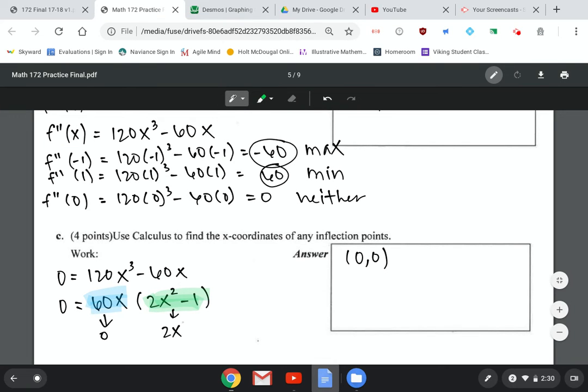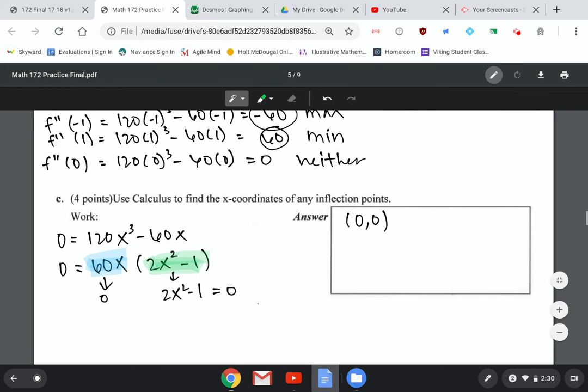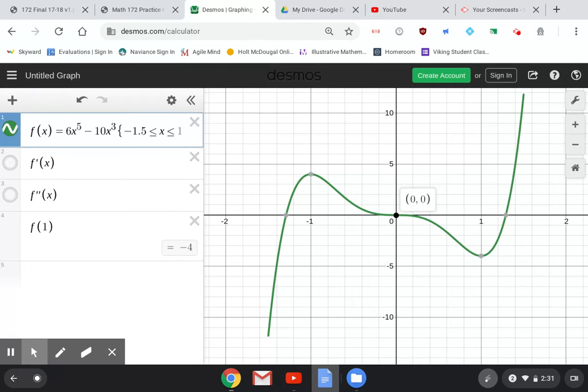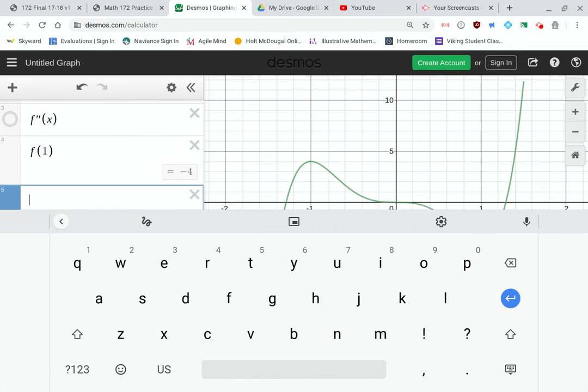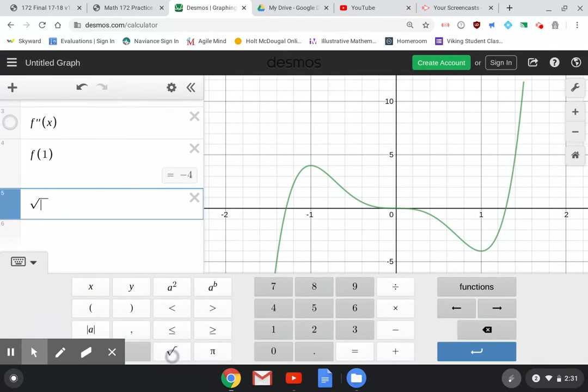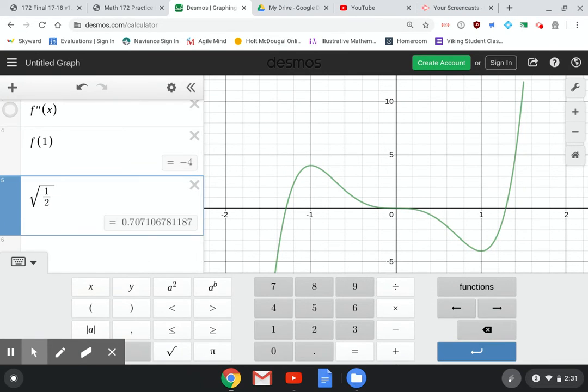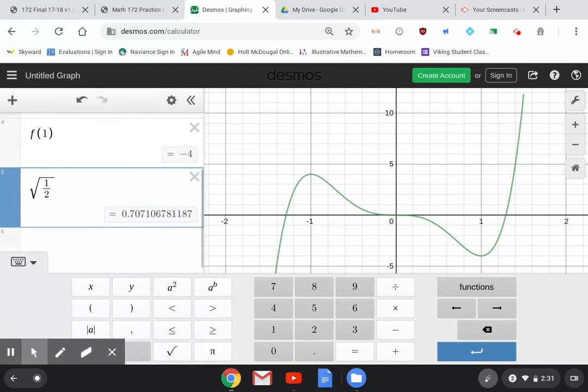So 2x squared minus 1 equals 0. That's going to give us 2x squared equals 1, x squared equals 1/2, x equals plus or minus the square root of 1/2. This does not say exact. Do you see that? Nowhere in here does it say give the exact values. So let's go ahead and figure out what is the square root of 1/2. So use our fancy little calculator here, and we're going to say the square root of 1/2 is 0.707. And it's going to be plus or minus that.